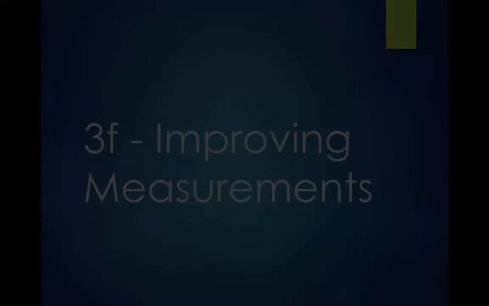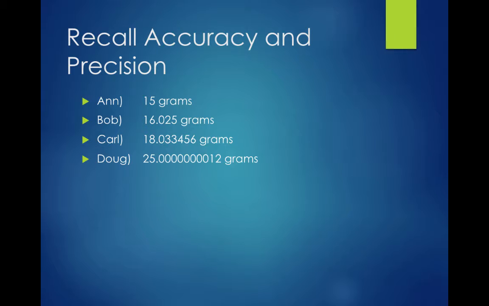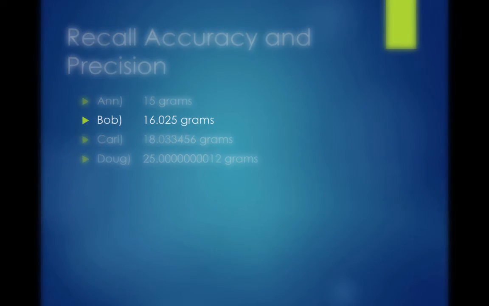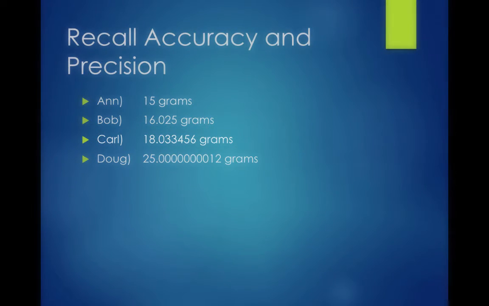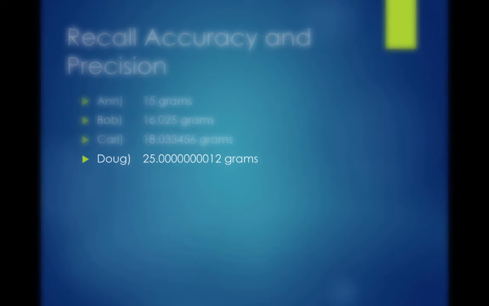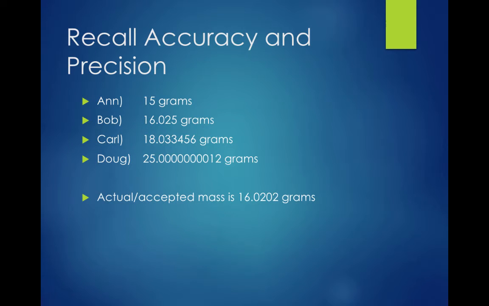3F, improving measurements. Recall accuracy and precision. 4 students weighed an object and reported back with these masses. Ann, 15 grams, Bob, 16.025 grams, Carl, 18.0334556 grams, and Doug, 25.00000000012 grams. If the actual or accepted mass is 16.0202 grams, who was the most accurate?